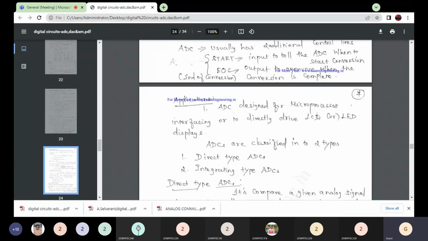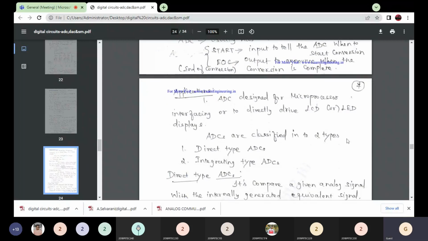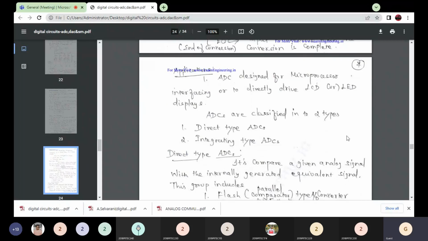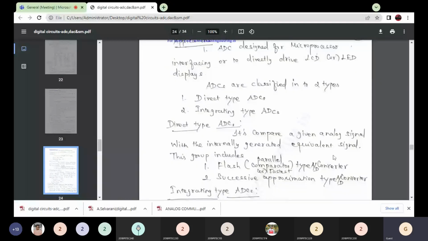So where do we use the analog to digital converter? In all microprocessor interfacing, we use the analog to digital converter. In op-amp circuits, we have two types of analog to digital converter. The first one is the direct type, and the second one is the integrating type. We'll see the first one, the direct type.